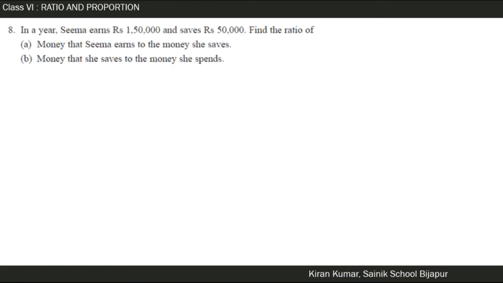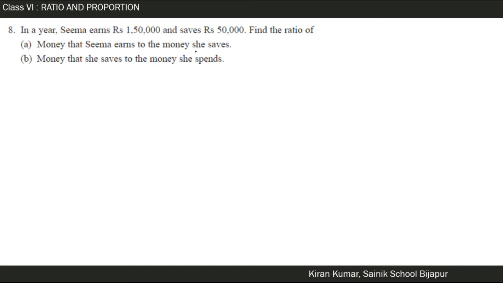Question number 8. In a year, Seema earns 1,50,000 rupees and saves 50,000 rupees. Find the ratio of the money that is earned by Seema to the money she saves. Second one is to find the money she saves to the money she spends.